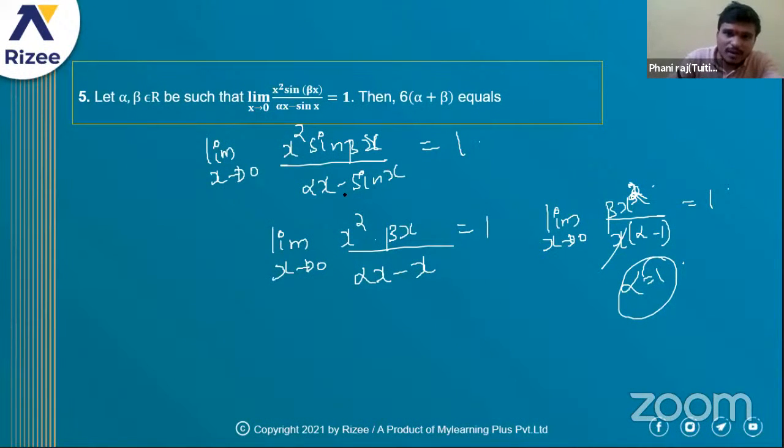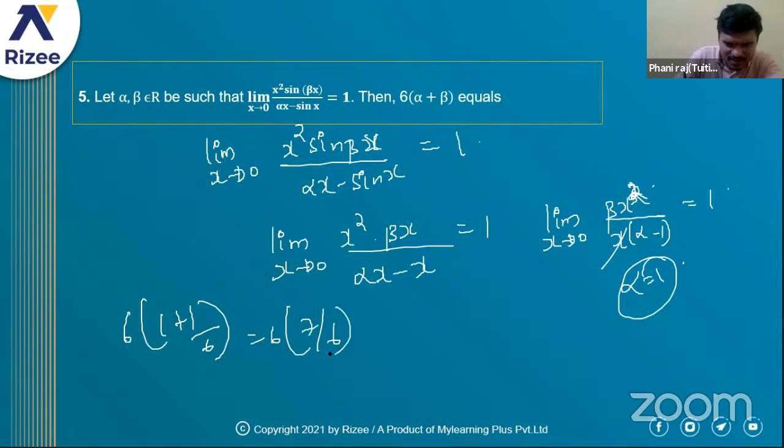Okay. So if β = 1/6 and α = 1, you get what? 6 into (1 + 1/6), which is 6 into 7/6. This is equal to 7. So the answer is 7. Okay, that is the fifth one.